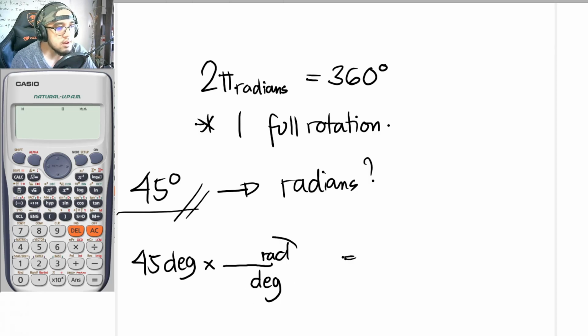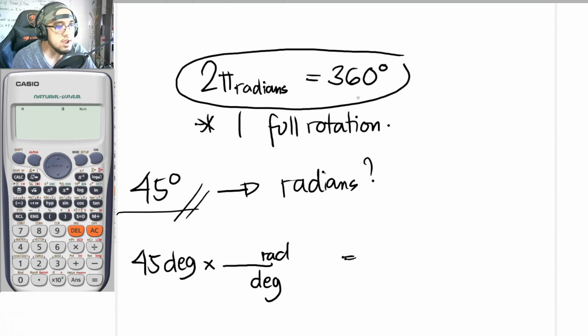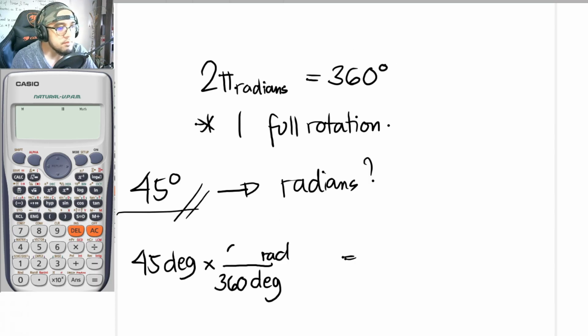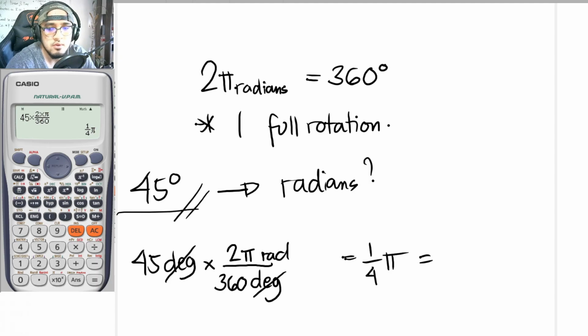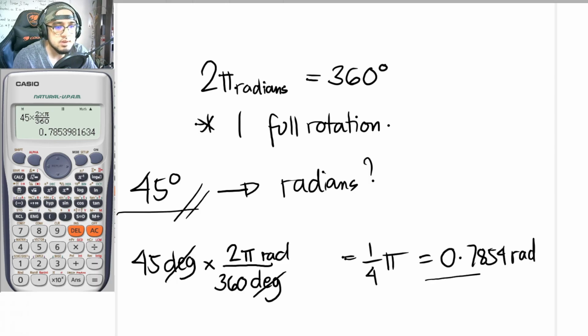So how many degrees are there in a certain radian? As per this equation here, there are 360 degrees for every 2 pi radians. So degrees cancel out, and once again that leaves us an answer in terms of radians. Looking at the calculator to your left, that is equal to 45 times 2 pi, so 2 times pi, divided by 360. Basically, this is 1/4 pi. Or if you want this in decimal, its answer would be 0.7854 radians. This is our answer if you want to convert 45 degrees to radians.